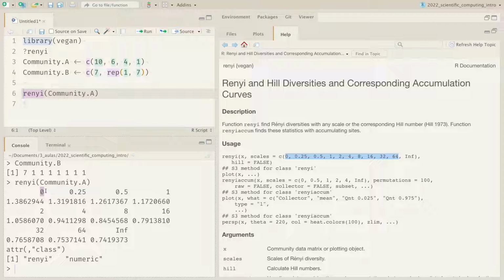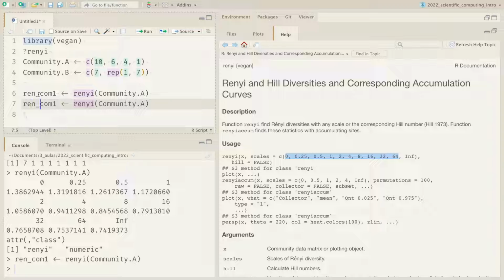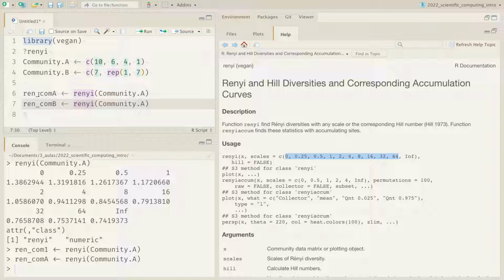Nobody is going to use alpha individually, but what people use are the Renyi profiles as a whole: how they behave and how you compare different communities. So I have a vector for community A. I will save it as Renyi community A, and Renyi community B would be this.